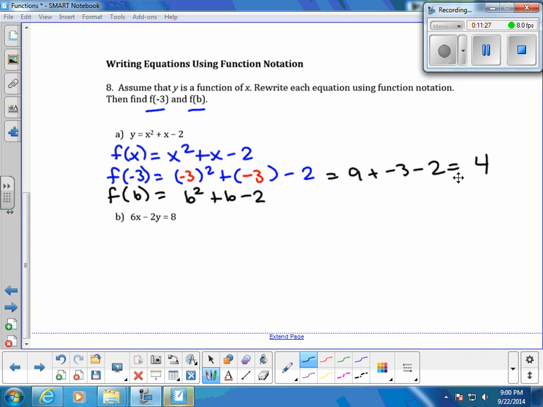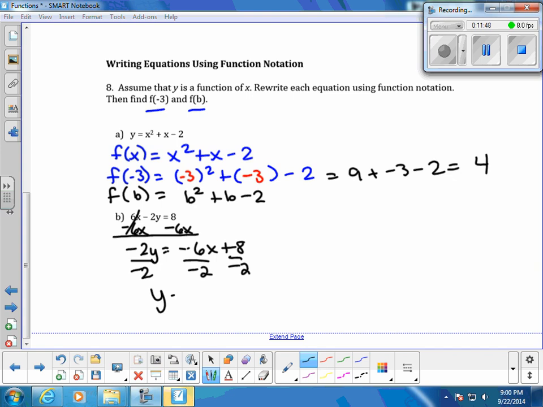Alright, we do the same thing for b, except to write this in function notation, we have to solve for y equals. So let's move 6x to the other side. I would have -2y equals -6x plus 8. Divide both sides by -2. Y equals 3x minus 4. So function notation, we replace y with f of x. That's all we do for function notation.